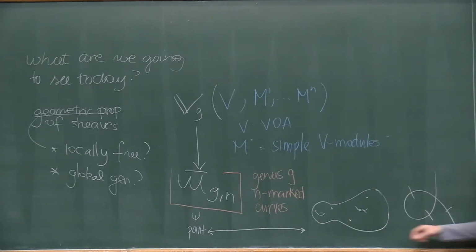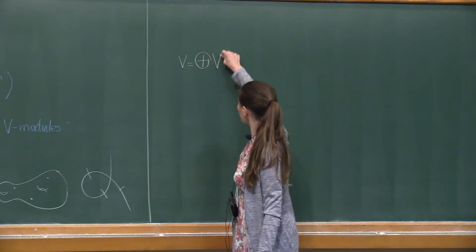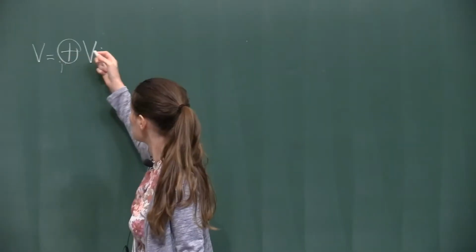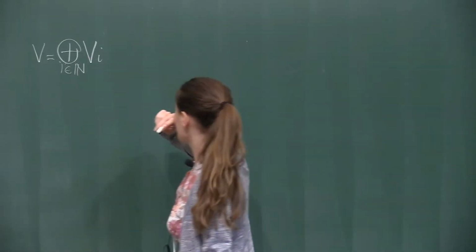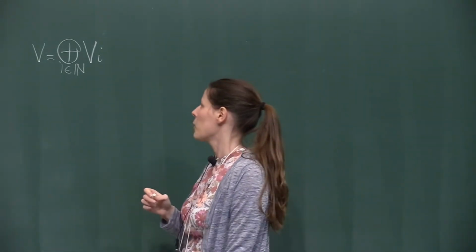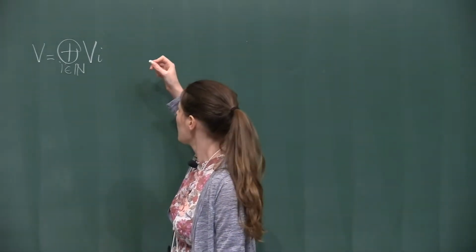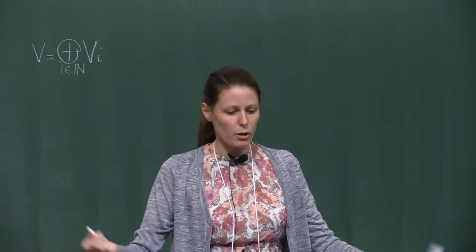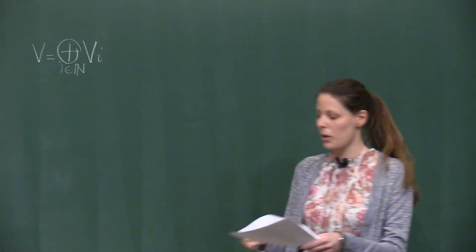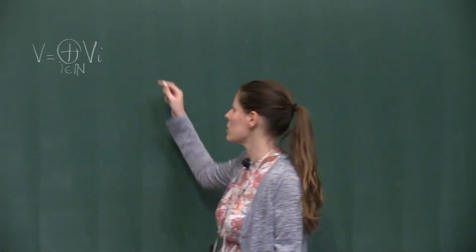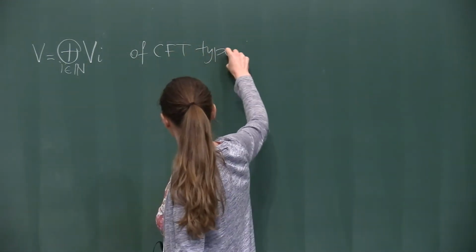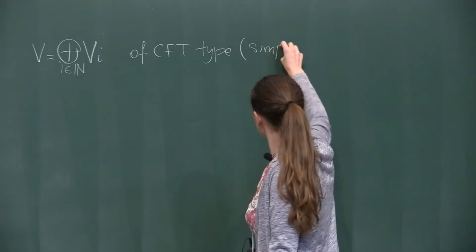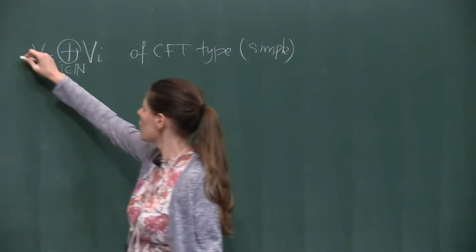I will just assume my vertex algebra is positively graded, and what I will assume, of course, is that it's conformal. We have an action of the Virasoro, and I assume it's of CFT type. And maybe it's simple. It's not going to change much.